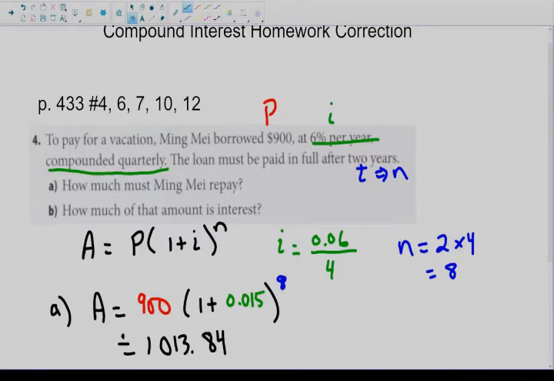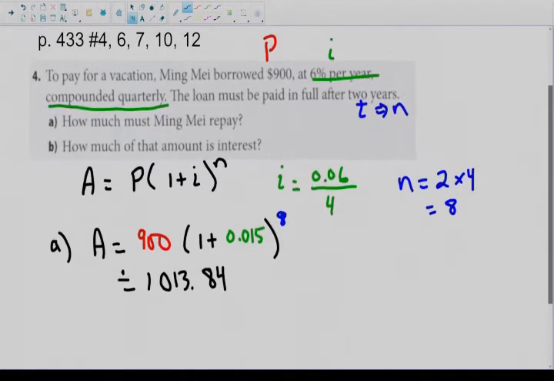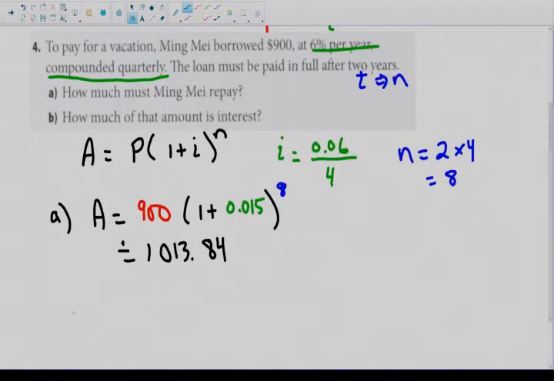$1,013.84 approximately. And the dot above the equal sign just means approximately. So for part B, it says how much of that amount was interest. Just a reminder, in simple interest calculations, you calculate your interest first, and then you can calculate how much your total amount is. For compound interest questions, you're calculating your final amount usually first, and then you can calculate your interest.